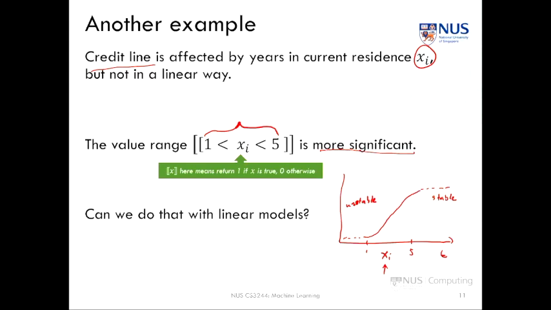So looking at this, you can see this graph is showing that xi affects the credit line, but not in a linear way. So we can think of this as being a higher credit line that we'd like to improve on the y-axis. And in short, we can't do that with a linear model. So we're going to have to appeal to a nonlinear mapping of this single variable to try to capture that.